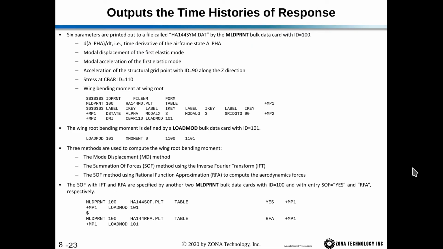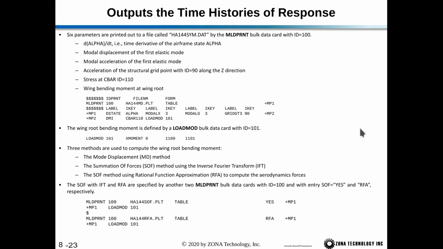Next, we want to define what kinds of outputs we want to look at. So we have 6 parameters which will be printed out through the MLD print card. We have the time derivative of alpha, the airframe state alpha. We have the modal displacement of the first elastic mode, the modal acceleration of the first elastic mode, acceleration of the structure grid point 90 along the z direction, and stress at c bar 110, and then finally the wing bending moment at the wing root. So this is our MLD print card here specifying those outputs.